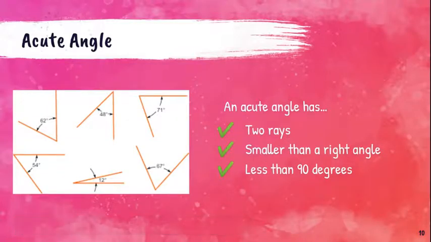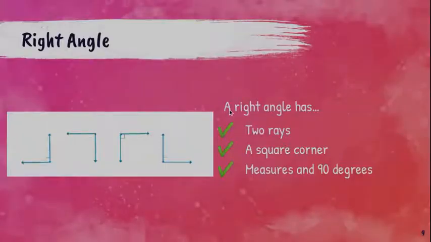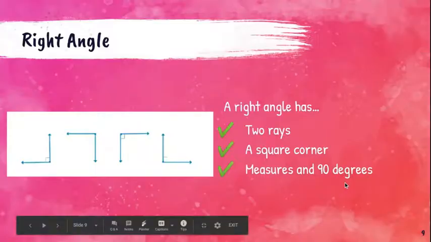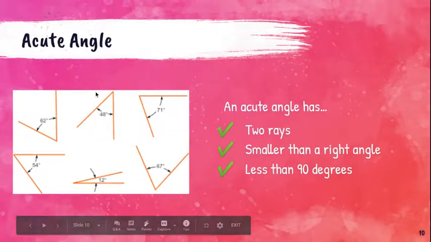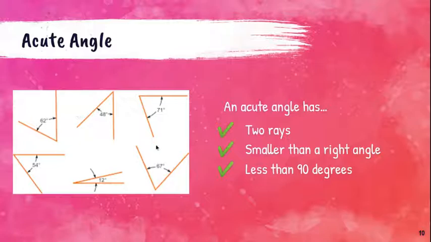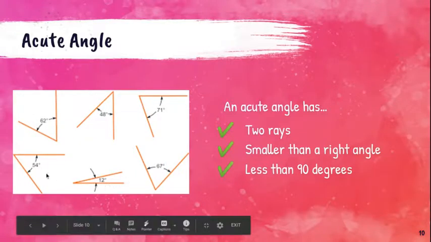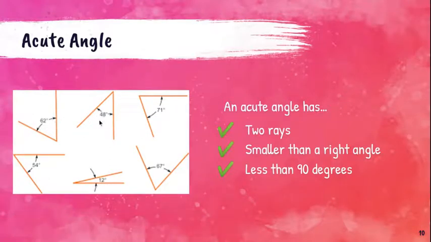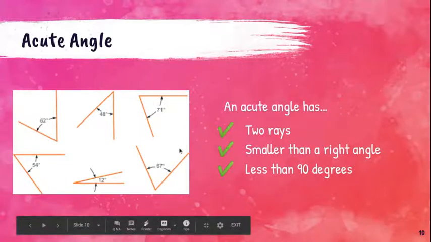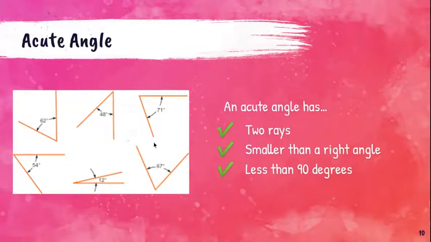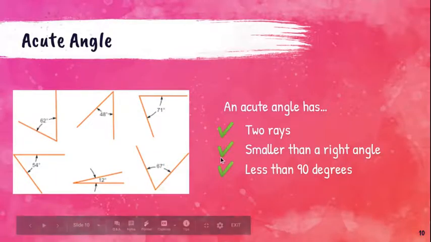The angle is smaller than a right angle. So if it's smaller, right angles measure 90 degrees. So acute angles have to be less than 90 in order for them to be acute. So 67 is less than 90, 12 is less than 90, 54 is less than 90, 62 is less than 90, 48 is less than 90, and 71 is less than 90. So all of these acute angles are smaller than 90 degrees. They are smaller than a right angle.